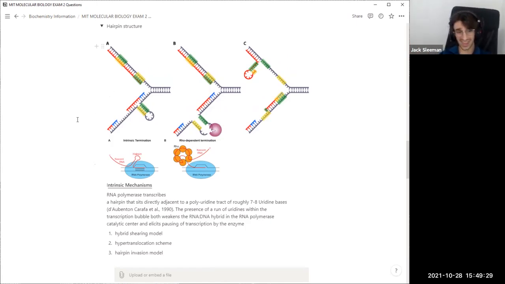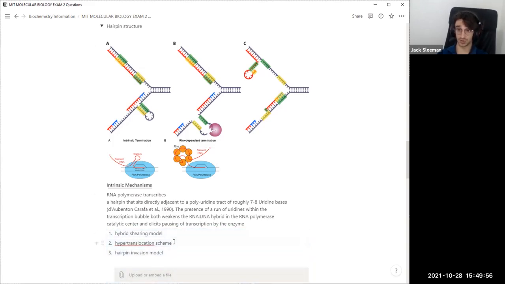So in the case of intrinsic termination, the nascent RNA is going to get synthesized by the polymerase. At the end of the polymerization, it's going to make a sequence, and then really close to that, it's going to make its reverse complement. So it makes a hairpin. Now, there are a few models, these guys right here, on why that happens.